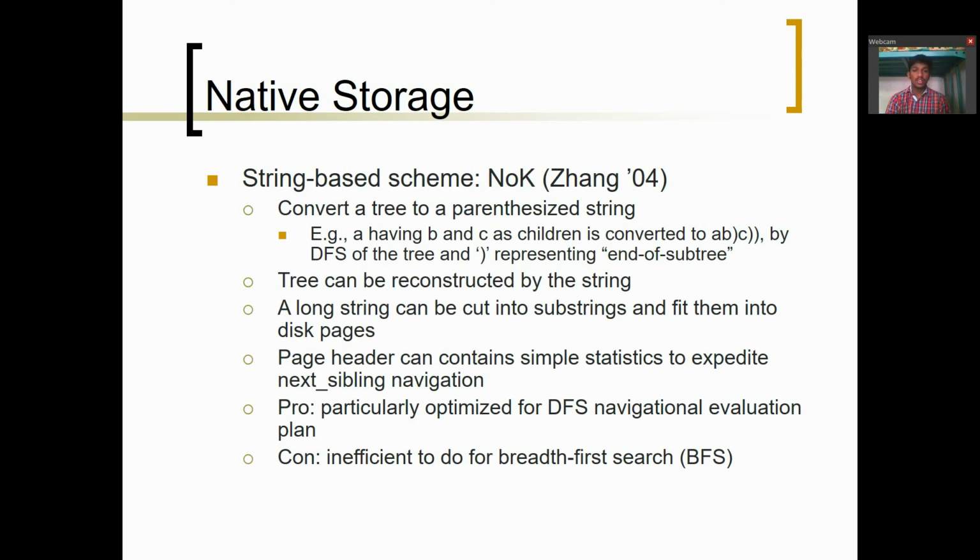Now the string based scheme, proposed by Zhang. It converts a tree to a parenthesized string. So here we are converting it to a string, and the tree can be reconstructed from the string. The advantages are that it is particularly optimized for DFS navigation and evaluation plans. It is inefficient for breadth first search. Okay, DFS is good, but breadth first search is bad.